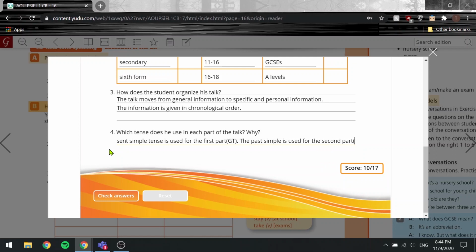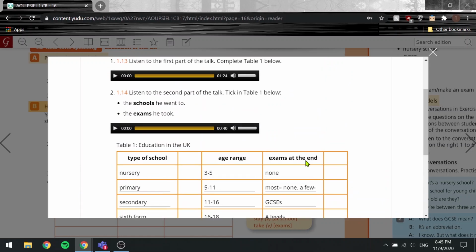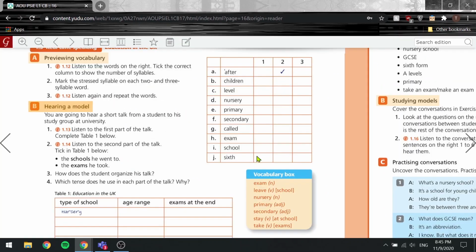And between two brackets, I'll just say SE as in, speaker's experience. Okay? Or his own experiences. So you don't have to write GI and SE. I'm just explaining the difference. So the present simple tense is used for the first part, and the past simple is used for the second part. Okay, let's move on.